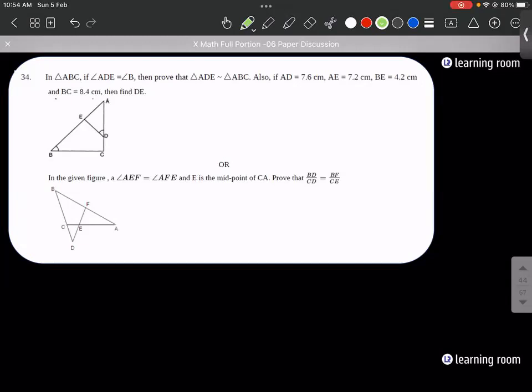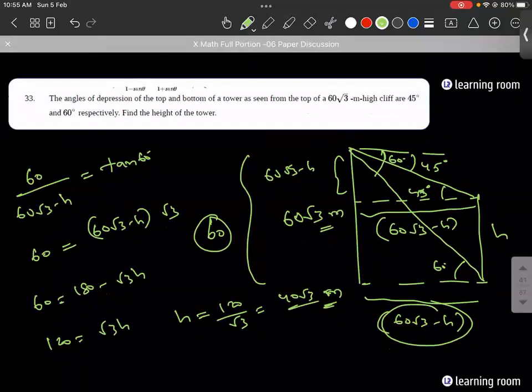How to do this 34th? In a triangle ABC, if angle ADE is equal to B, angle ADE is theta. So I got the answer as 60√3 minus 1. Even I got the same answer, sir. 60√3 minus 1, is that what you got? Yes, sir. So I got the answer 43.92 meters. So 60 divided by 60√3 minus h is equal to tan 60, which is √3.